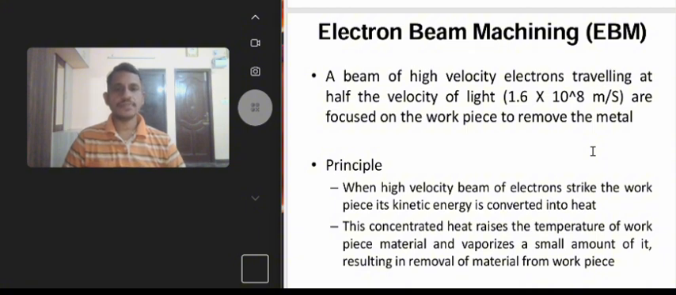Principle: when the high velocity beam of electrons strikes the workpiece, its kinetic energy is converted into heat. This concentrated heat raises the temperature of the workpiece material and vaporizes a small amount of it, resulting in removal of material from the workpiece.